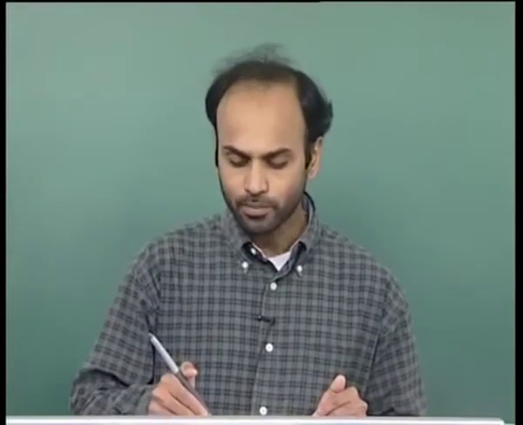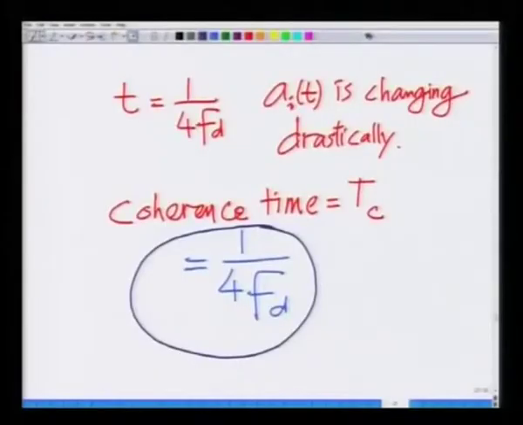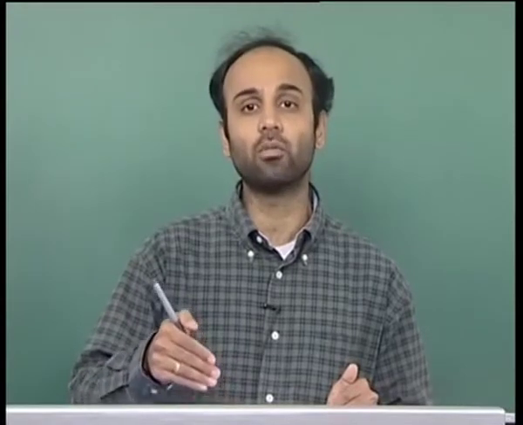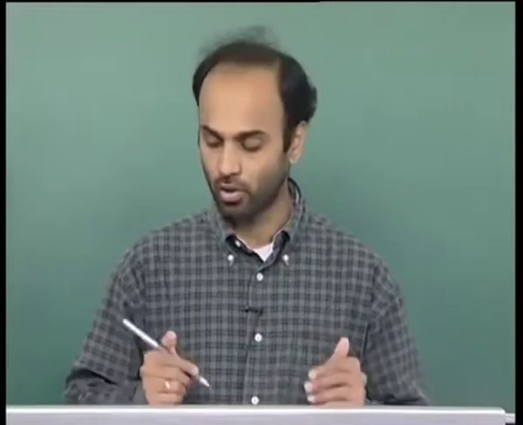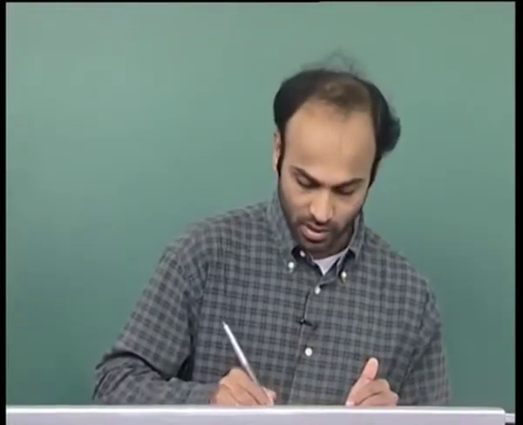Also observe that f d is proportional to the velocity, which means if the velocity is high, f d is high, which means the coherence time T c, which is 1 over 4 f d, is low. So, as the velocity increases, the coherence time decreases, which is intuitive, because if the mobile terminal is moving faster and faster, then the channel is also changing faster and faster, which means the coherence time is lower and lower. All right. So, with that notion, let us start today's discussion.